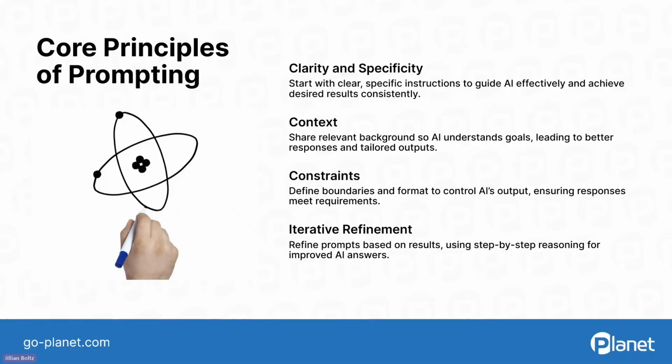We'll introduce the core principles of effective prompting, but you can think of them as what to do before you start writing. Effective prompting starts with clarity. Be specific in your instructions, provide context by sharing relevant background information so AI understands your goals, and set constraints to define boundaries and desired format.